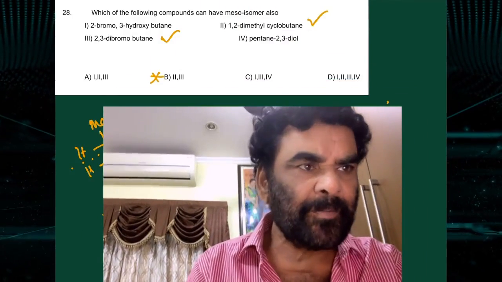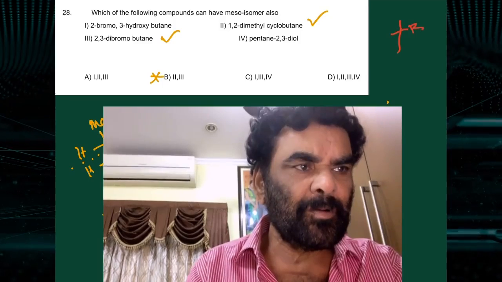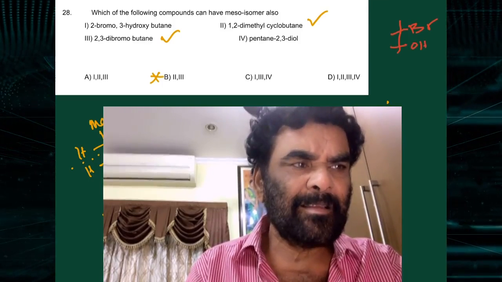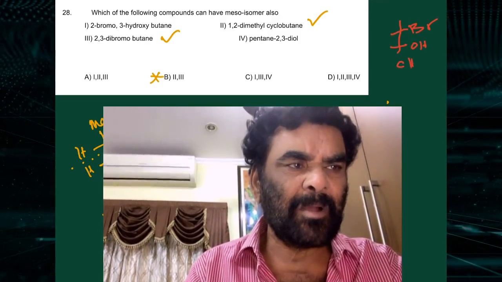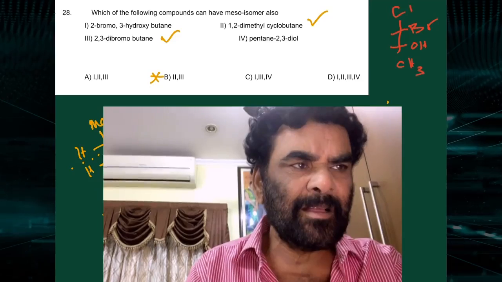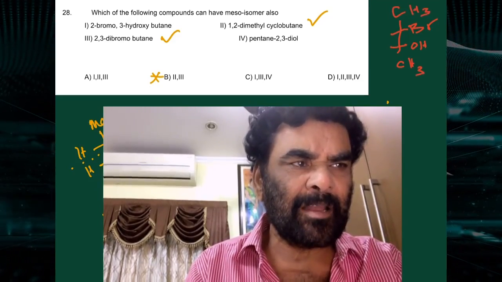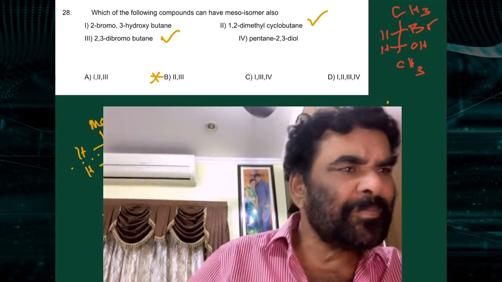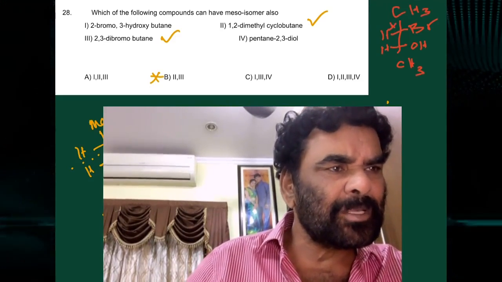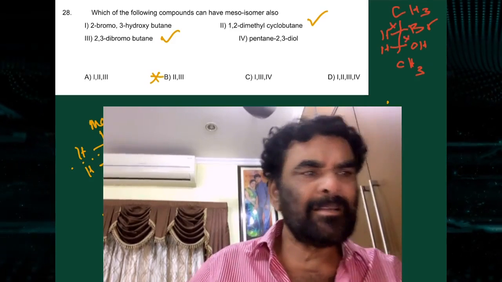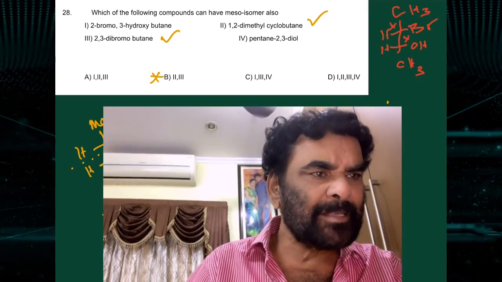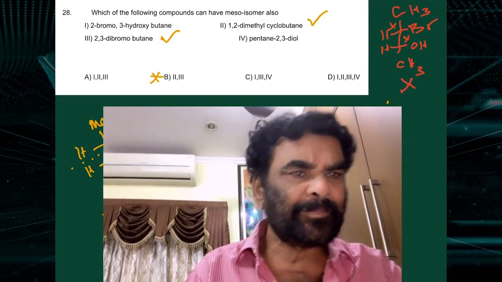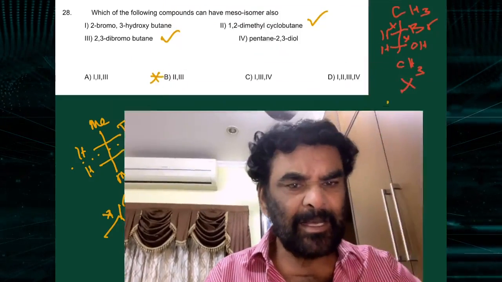This is the compound 2-bromo 3-hydroxy, or the other way, the name is not properly given, the priority is to be given to the alcohol functional group. This is the first molecule where two chiral centers are there, two dissimilar chiral centers, right? So four optical isomers are possible, two pairs of enantiomers. Meso compound is not possible.